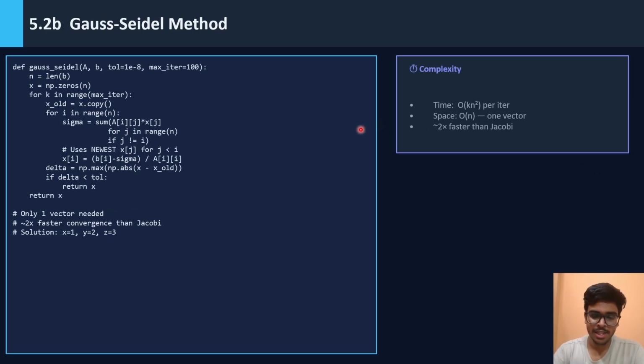Gauss-Seidel method. It is similar to Jacobi but converges faster. In the code, updated values are immediately reused during the same iteration. This improves convergence speed. The loop calculates sigma using the latest available values and updates x directly. Then the maximum error is checked for convergence. The time complexity is O(kn²) and the space complexity is O(n). Since updated values are used instantly, this method usually converges almost twice as fast as the Jacobi method.